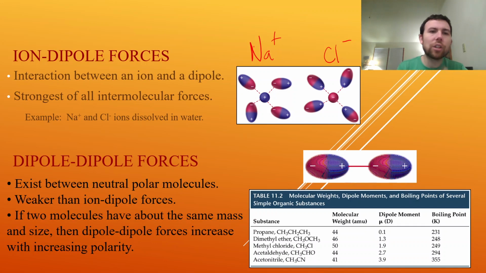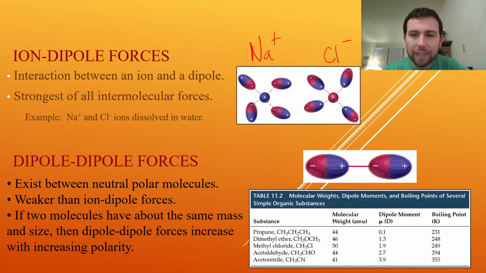Now, as we begin to look at dipole-dipole interactions, certainly we might have to make a comparison between which substances have a greater dipole-dipole interaction. Something we can consider is that if you're looking at two molecules that have about the same mass and size, then the dipole-dipole interactions are going to increase the more polar the molecule is. If you take a look down at the bottom, you see that table. It gives a list of molecules, and all of them have roughly the same molecular weight, between 40 and 50 AMU.